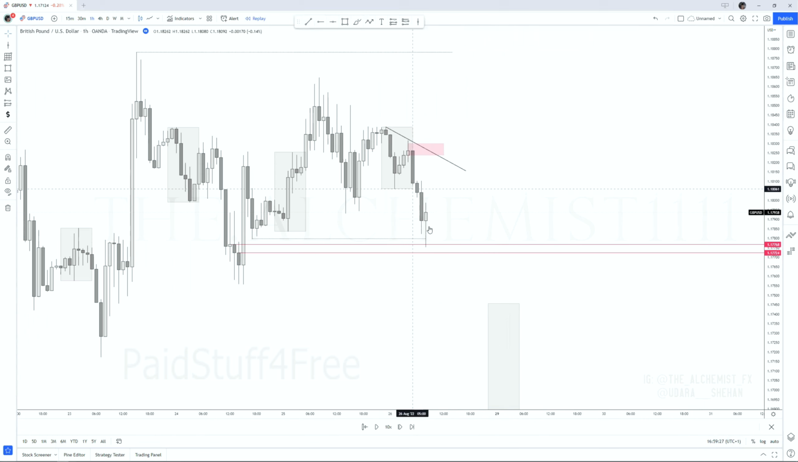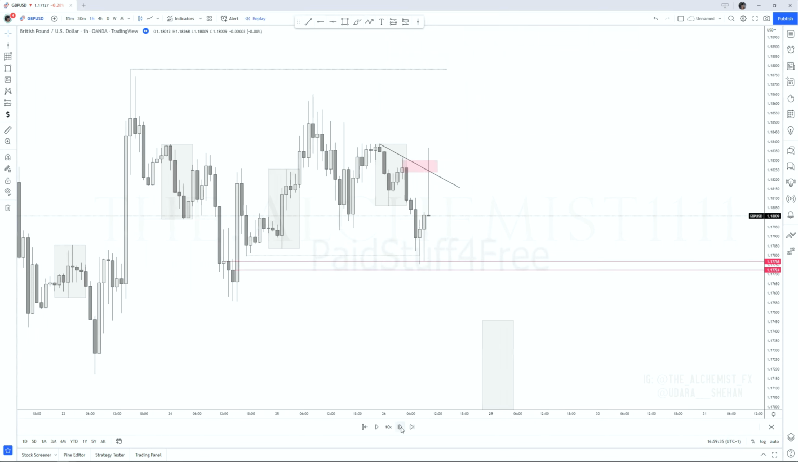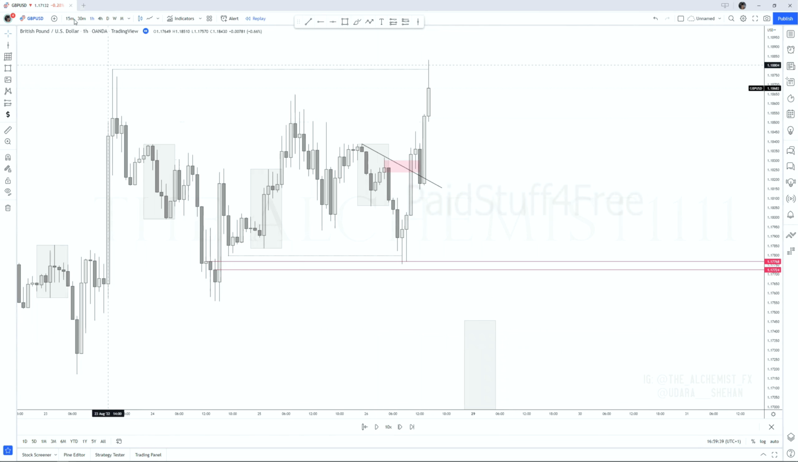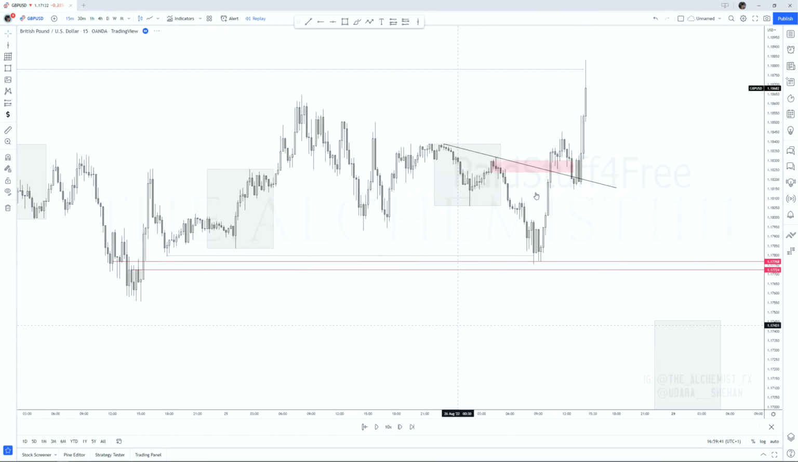So now a lot of sellers are in this market because we have these trend lines forming, we have these supply zones forming, and all of that happens. But what happens? There it flies. See that? It happens all the time. So that is that day.